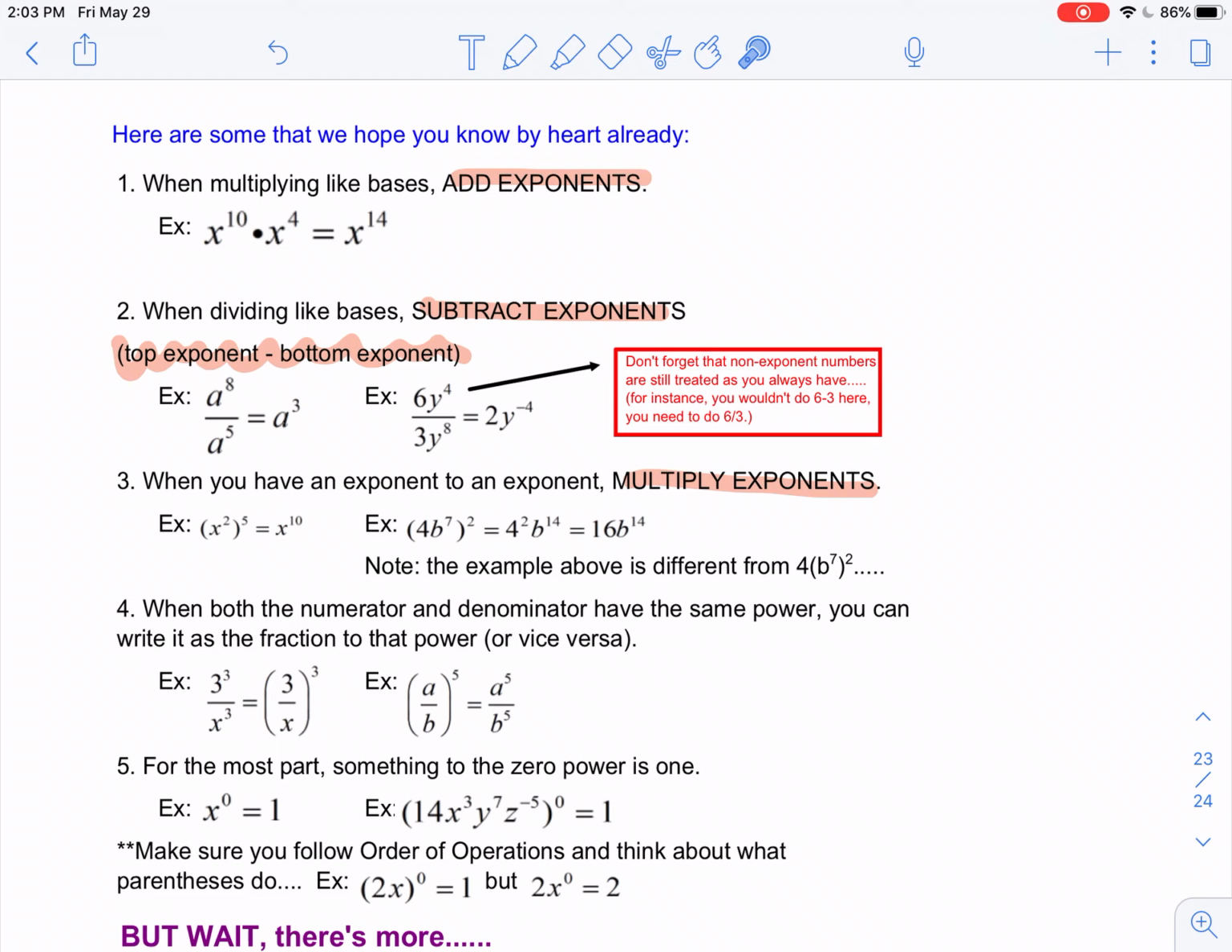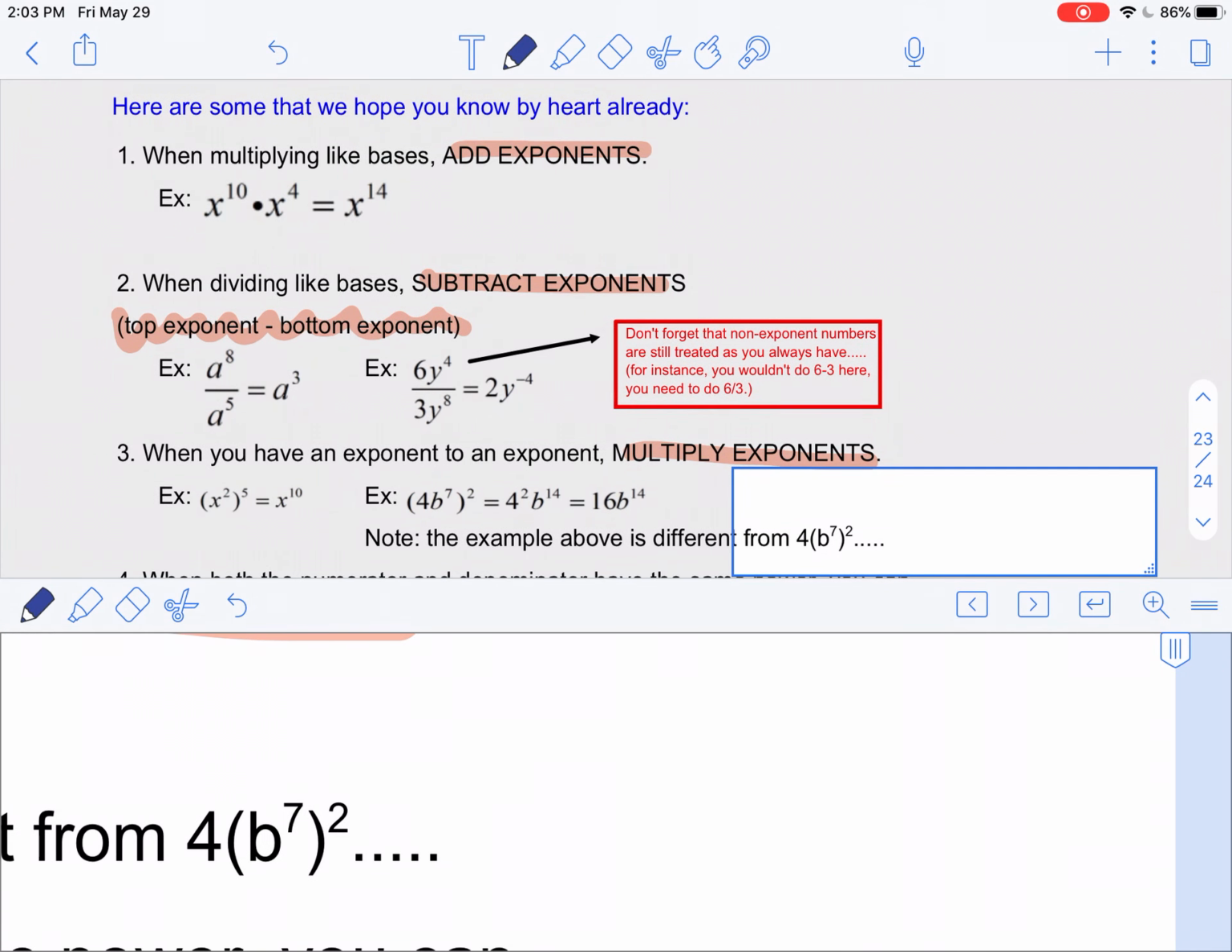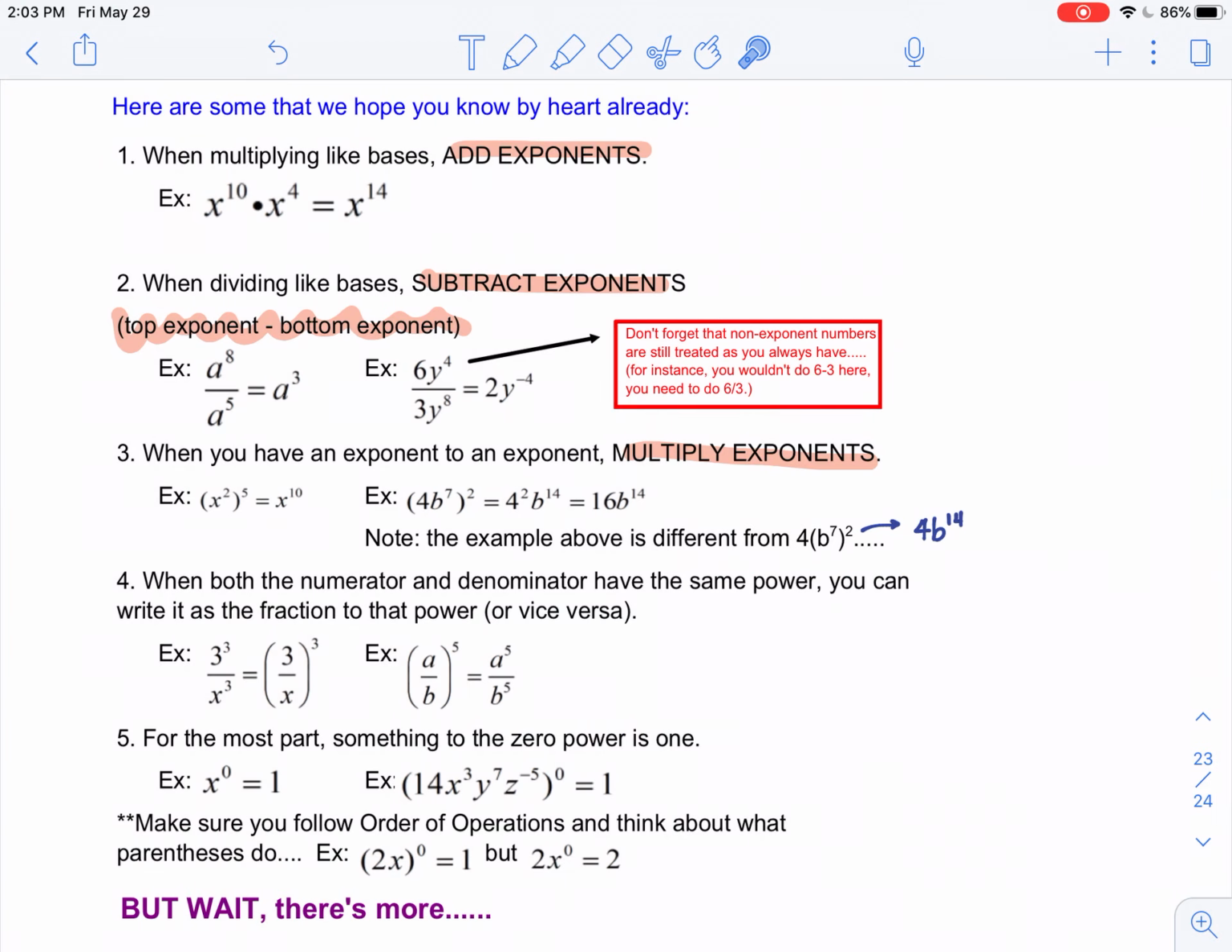All right, you would get a different answer if the parentheses are in a different spot, right? So what would the answer be if the parentheses were moved over? Well, the only thing getting squared here is the b, and so this would be the same thing as 4b to the 14th. So it does make a difference where the parentheses are, all right, and I know that you'll be paying attention to that, okay?